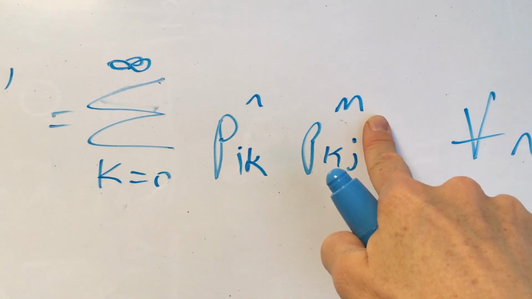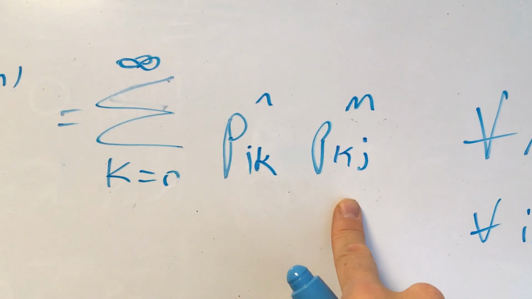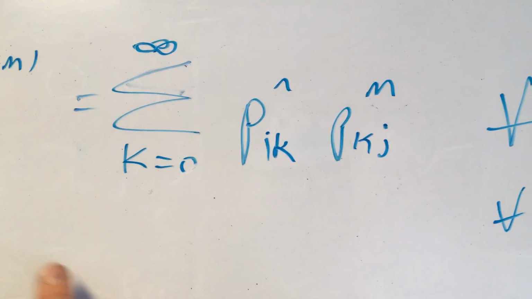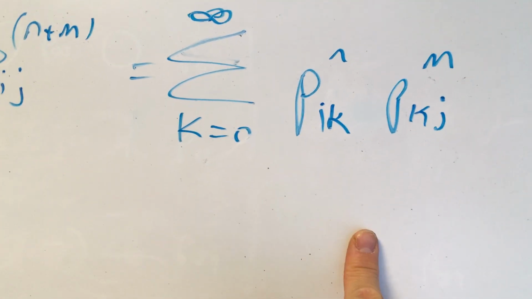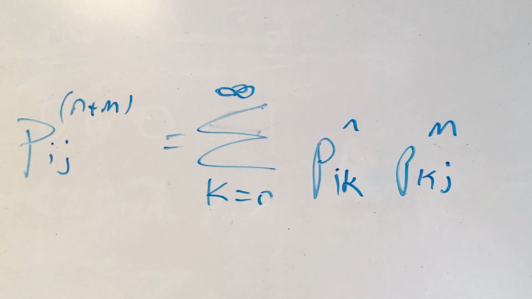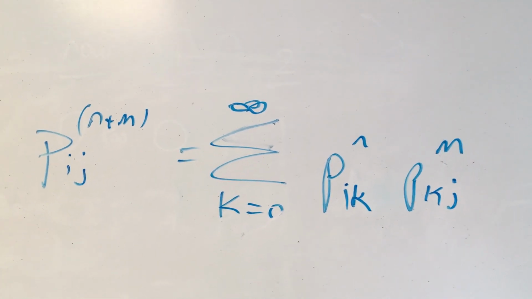So this is just adding up all of the probabilities of going along each path, so going from one state to the next state to the next state to the finishing state, on all of the feasible paths in the system for that number of transitions.